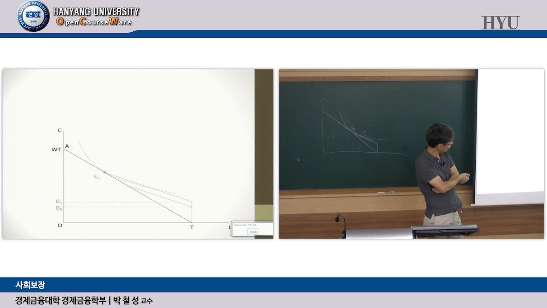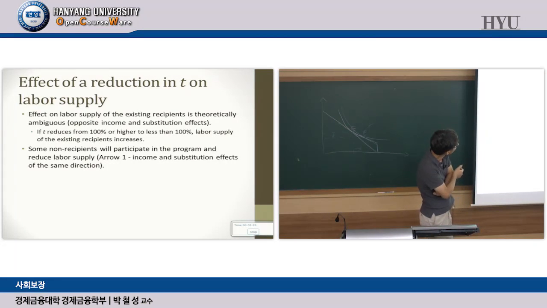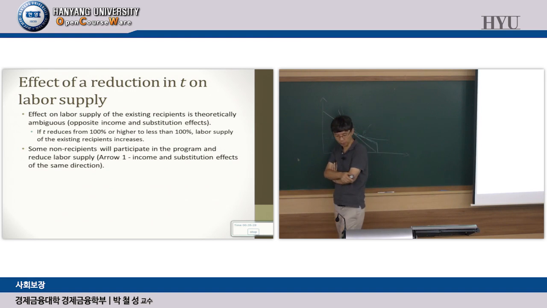And in this case, the individual was not in the program. Now with higher G, this individual will be in the program, so this individual will work less, from E0 to E1. Now, T is an important point.